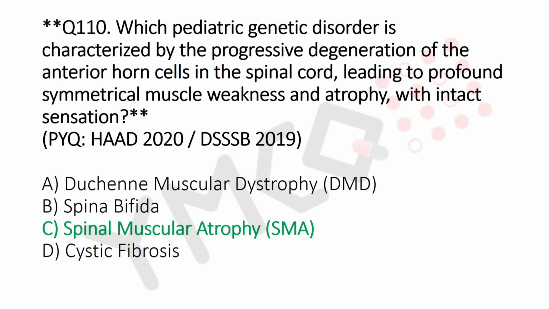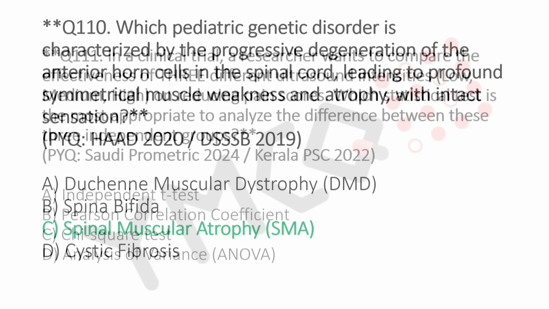Degeneration of the anterior horn cells, the motor cells in the spine, is spinal muscular atrophy. Sensation is perfectly normal, but the motor nerves die, leading to severe weakness. Okay. Now let's move to question number 111.